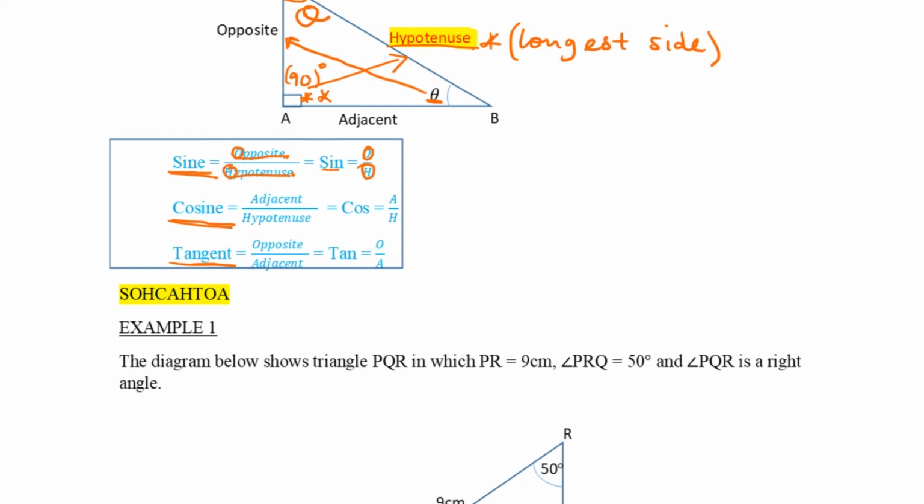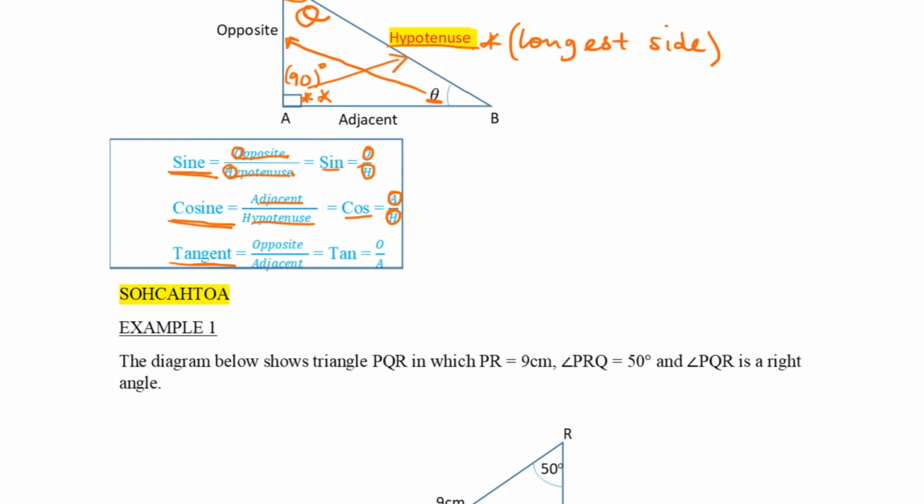Then equally for the cosine, we are saying it's given in terms of the adjacent over the hypotenuse. So in short form, we are saying cos is equal to A, coming from the adjacent, over H, from the hypotenuse.